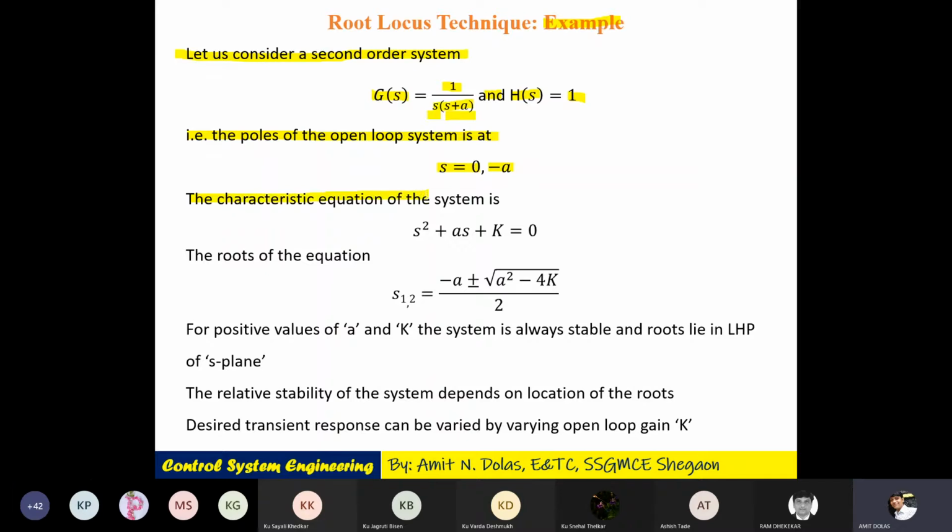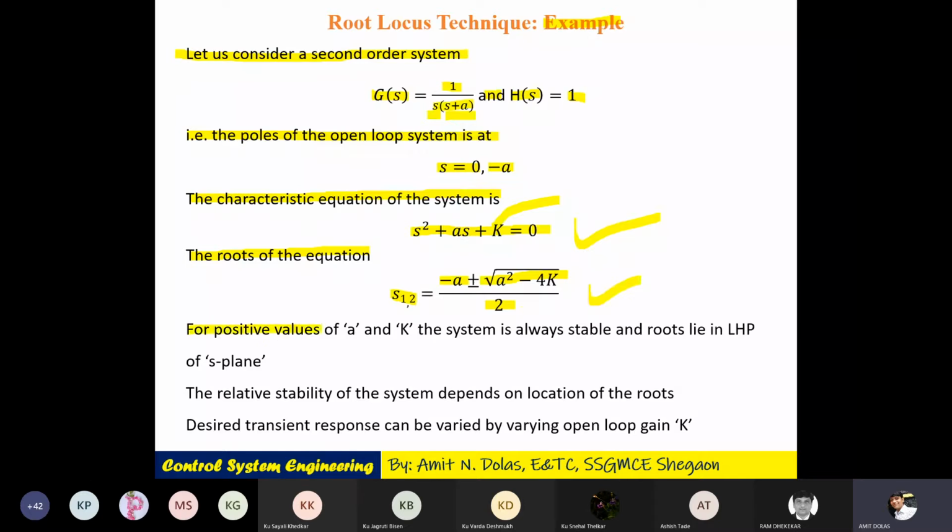The characteristic equation of the system is s square plus as plus k is equal to 0, where k is the system gain. If this is the characteristic equation, then the roots of the equation will be complex conjugate. You can get this in another example. You will get two poles, that is s1 and s2, by this formula: minus a plus minus under root a square minus 4k divided by 2. So these are the complex roots.